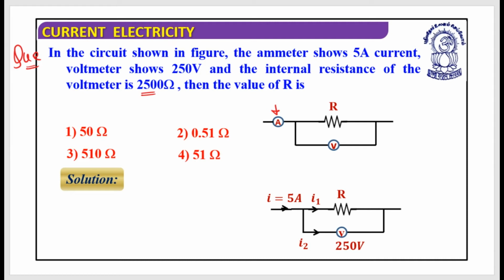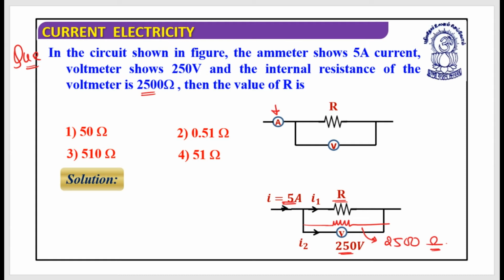Yes. So how could you do this? What I understand is that this current is 5 ampere, and this voltmeter shows 250 volt, and again the internal resistance of the voltmeter, which can be represented over here, is 2500 ohm. I need to calculate the value of this R. So how could you do this?